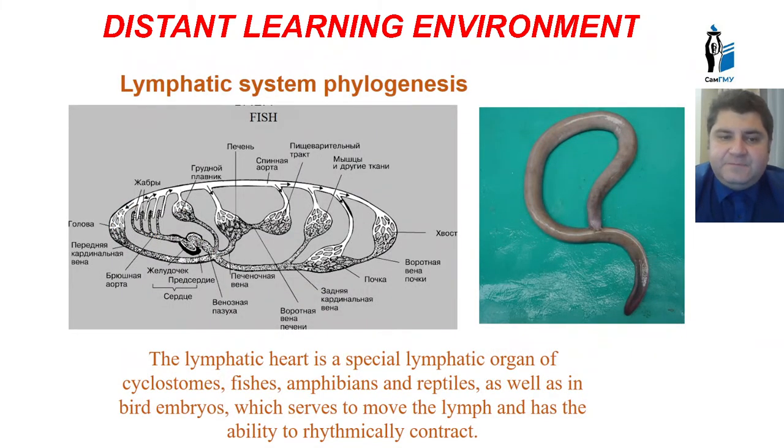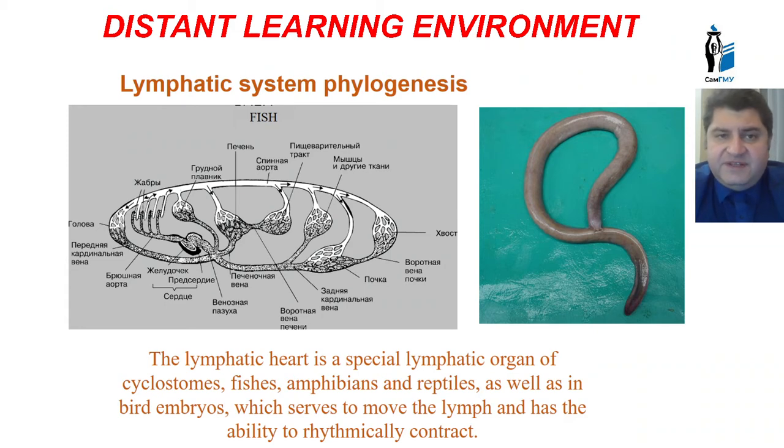The lymphatic system also passed through phylogenetic periods, and you may see that in the lymphatic system in animals such as fish, cyclostomes, amphibians and reptiles, there are lymphatic hearts situated in them. So there are hearts, and they move the lymph in these vessels.